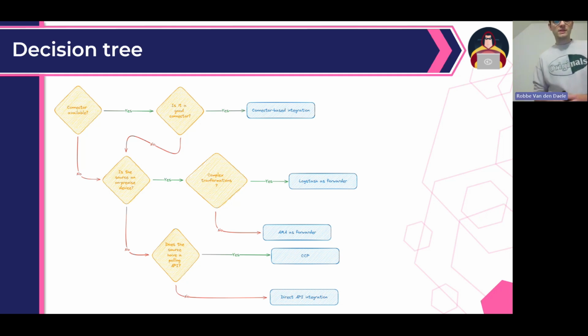If it isn't an on-premise device, then the question is, is there a polling API? If there is, then you can use the codeless connector platform to get the data. If there isn't a polling API for a data source, then you need a custom API integration to send the data to Microsoft Sentinel.